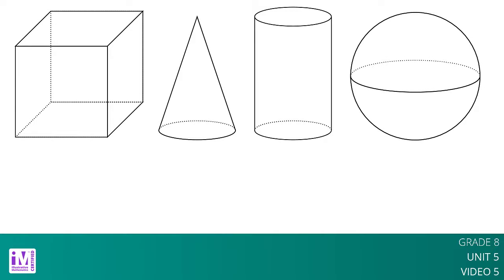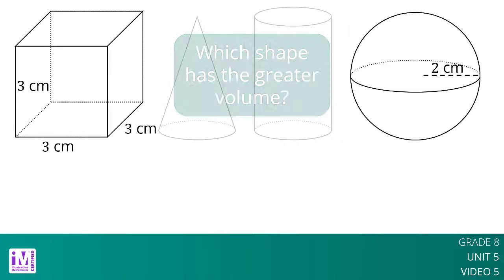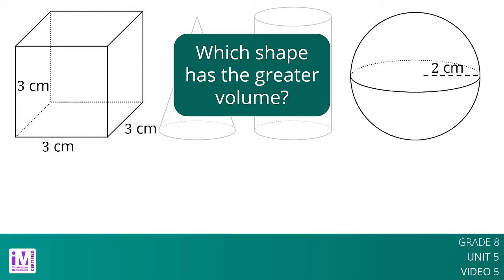Many common objects, from water bottles to buildings to balloons, are similar in shape to rectangular prisms, cones, cylinders, and spheres, or even combinations of these shapes. Using the volume formulas for these shapes allows us to compare the volume of different types of objects, sometimes with surprising results. For example, here is a cube-shaped box with side length 3 centimeters and a sphere with radius 2 centimeters. Which shape has the greater volume?